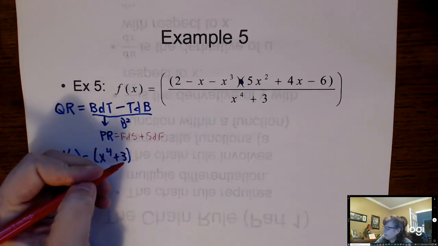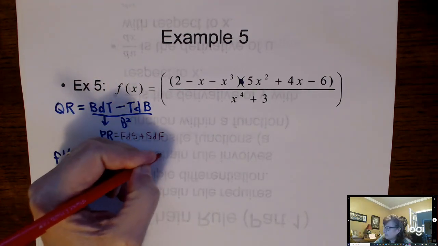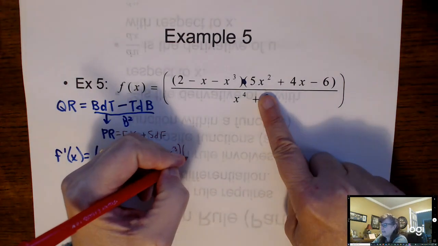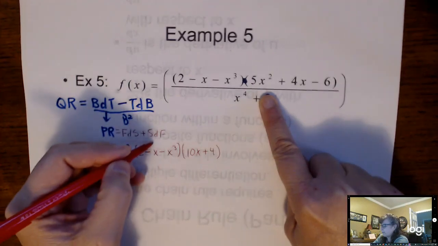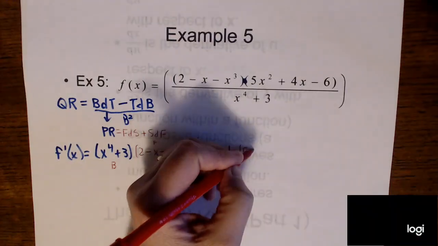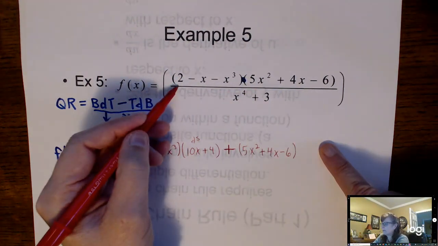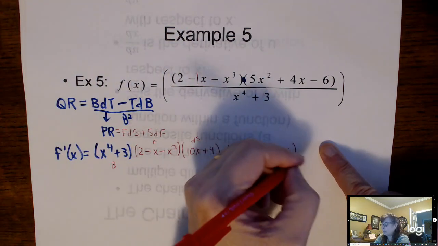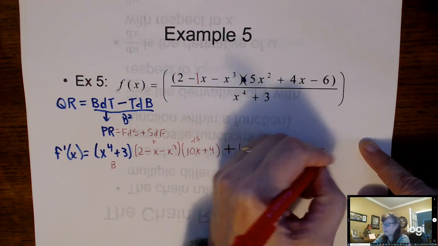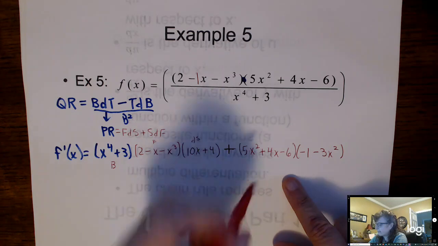All right, here we go. The derivative of the top would be the product rule. So that's first, 2 minus x cubed, times the derivative of the second, which is 10x plus 4. So this is first times derivative of the second, plus the second, which is 5x squared plus 4x minus 6, times the derivative of the first. The derivative of 2 is gone, the derivative of negative x is negative 1, and the derivative of negative 3x cubed is negative 3x squared. So first times derivative of the second plus second times derivative of the first.